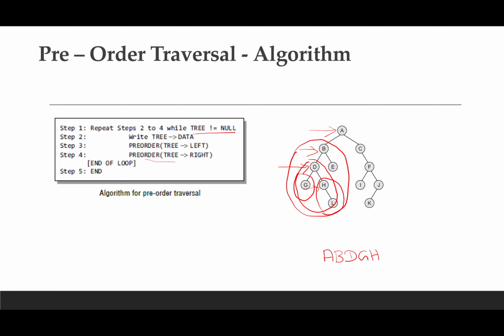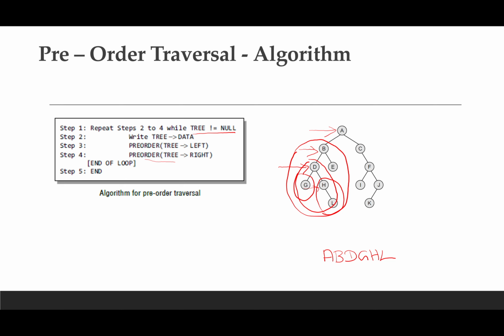Then it will call the function preorder tree left. So here left is null. So it will call the function preorder tree right. So what is that? It is L. So it will print L.